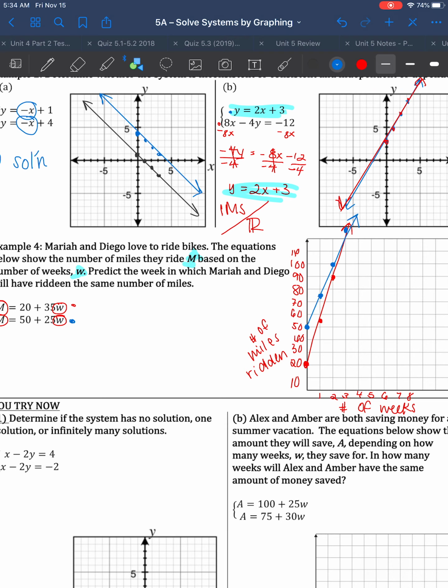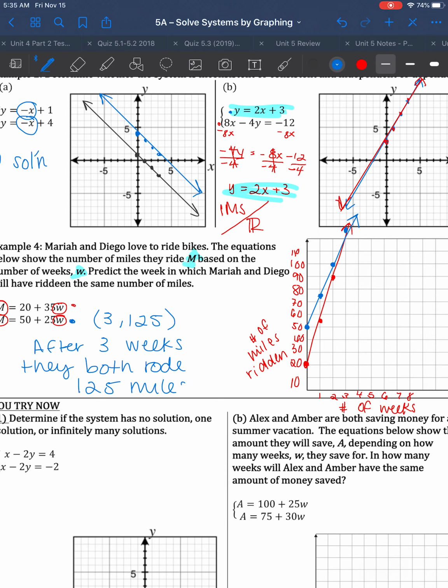Okay? So, when would they be riding the same? That would be this point, which is 125 miles at 3 weeks. So we can write that as a point, 3, 125, or we can write it in words. So after 3 weeks, they both rode 125 miles. So either of those would be fine.